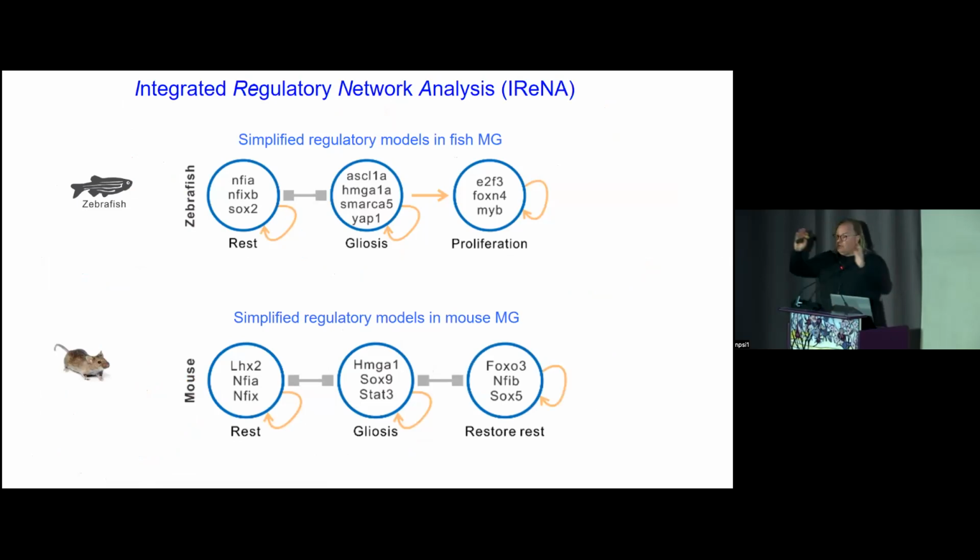So by putting all this data together, so this RNA-seq together with the ATAC-seq, we are able to identify 3 super networks in the regeneration competent and incompetent species. Now, there are some key similarities and differences between these. So in both the mouse and the zebrafish, there are two networks, one that's active in resting glia, the second that is active in activated glia or in gliosis.